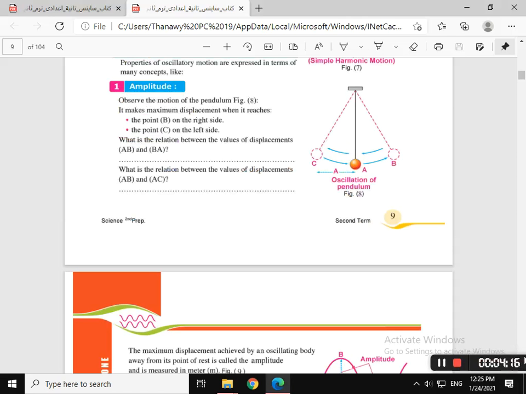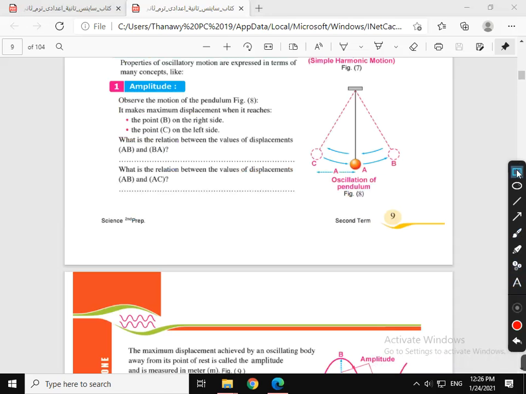Properties of oscillatory motion are expressed in terms of many concepts such as amplitude, complete oscillation, periodic time, and frequency. Let's speak first about amplitude. Observe the motion of the pendulum in figure 8. It makes maximum displacement when it reaches point B on the right side and also point C on the left side.